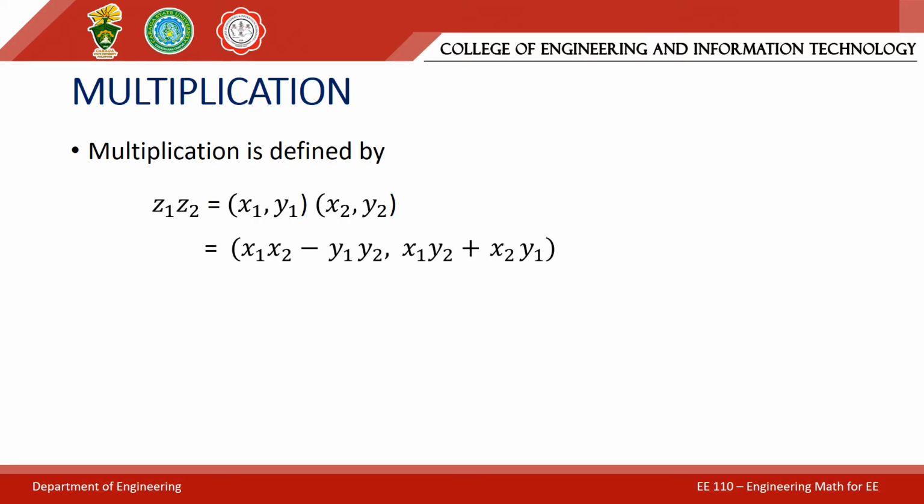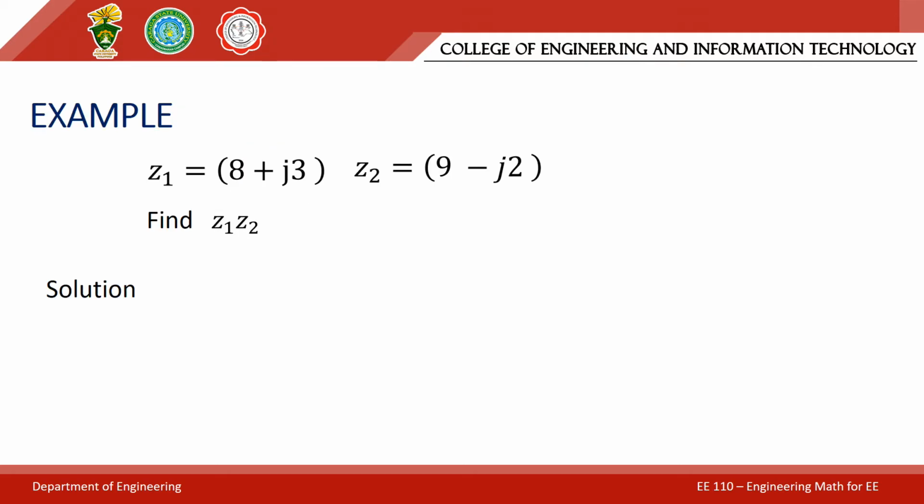Okay, so now let's go to the concept of multiplication of complex number. Multiplication is defined by z1 times z2 is just equal to the ordered pair (x1, y1) times the ordered pair (x2, y2). This equation here can be substituted and can be solved using FOIL method, which is very common in mathematics. So you don't have to memorize this form. All you have to do is to apply the concept of FOIL method.